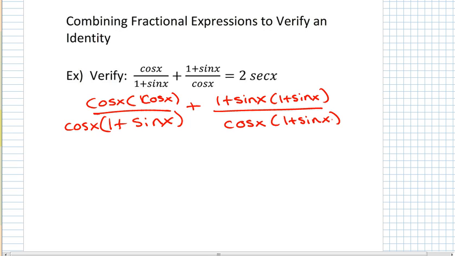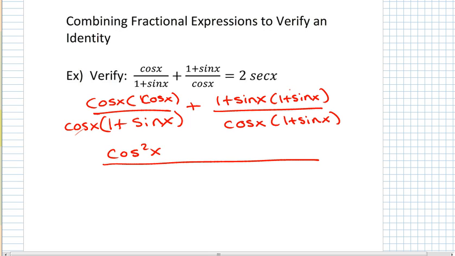Now we have to multiply the tops. Remember, some people want to cross these out right away, but if you do that, then you're back to what you started with. So multiply the top, so cosine times cosine is cosine squared. Here you're going to have to FOIL.